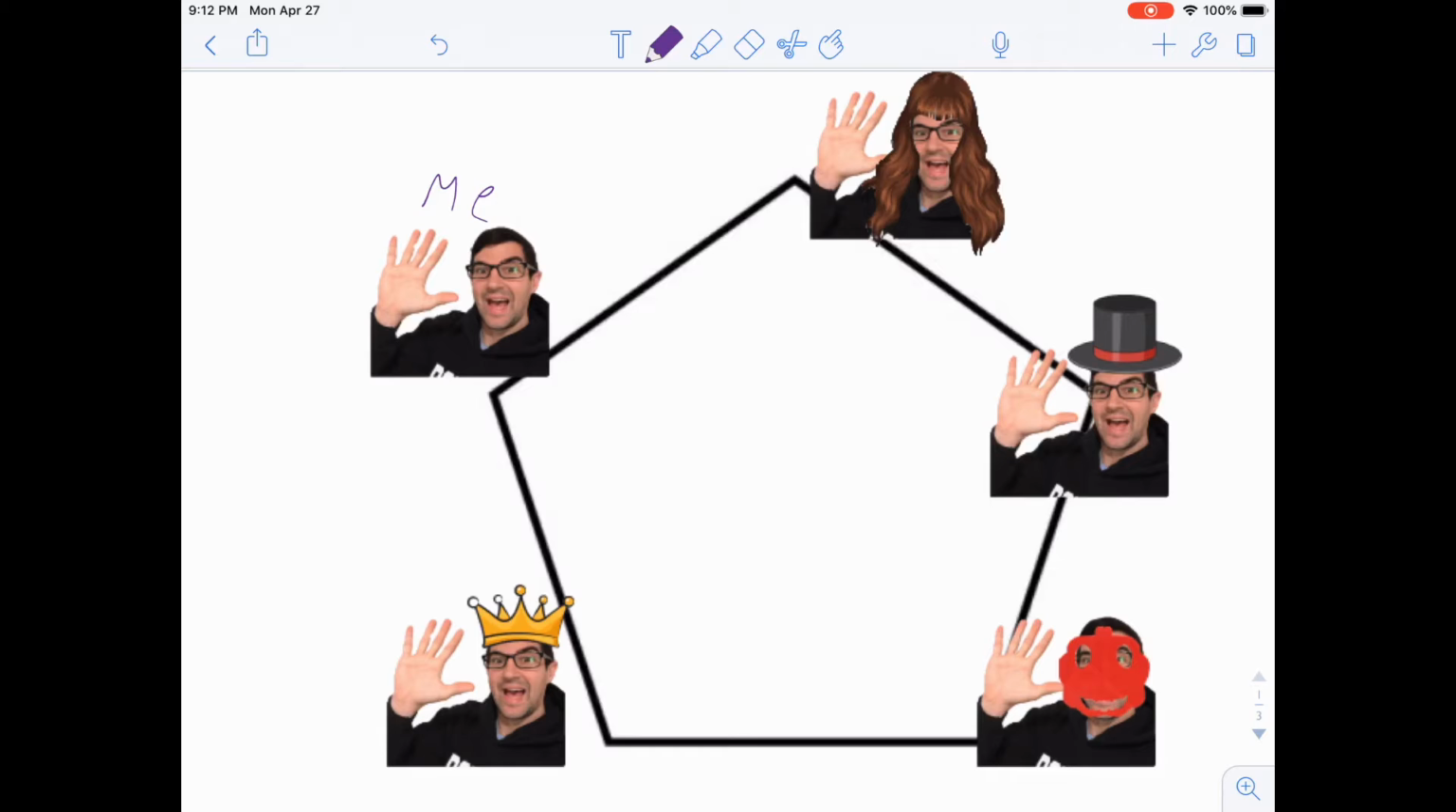I got top hat. I got mask, and I got the crown, the corona crown there. If we are all standing 6 feet away from each other, I really want to find out how far I am personally away from the top hat friend of mine, which would be the same distance that I am away from this mask wearing guy.